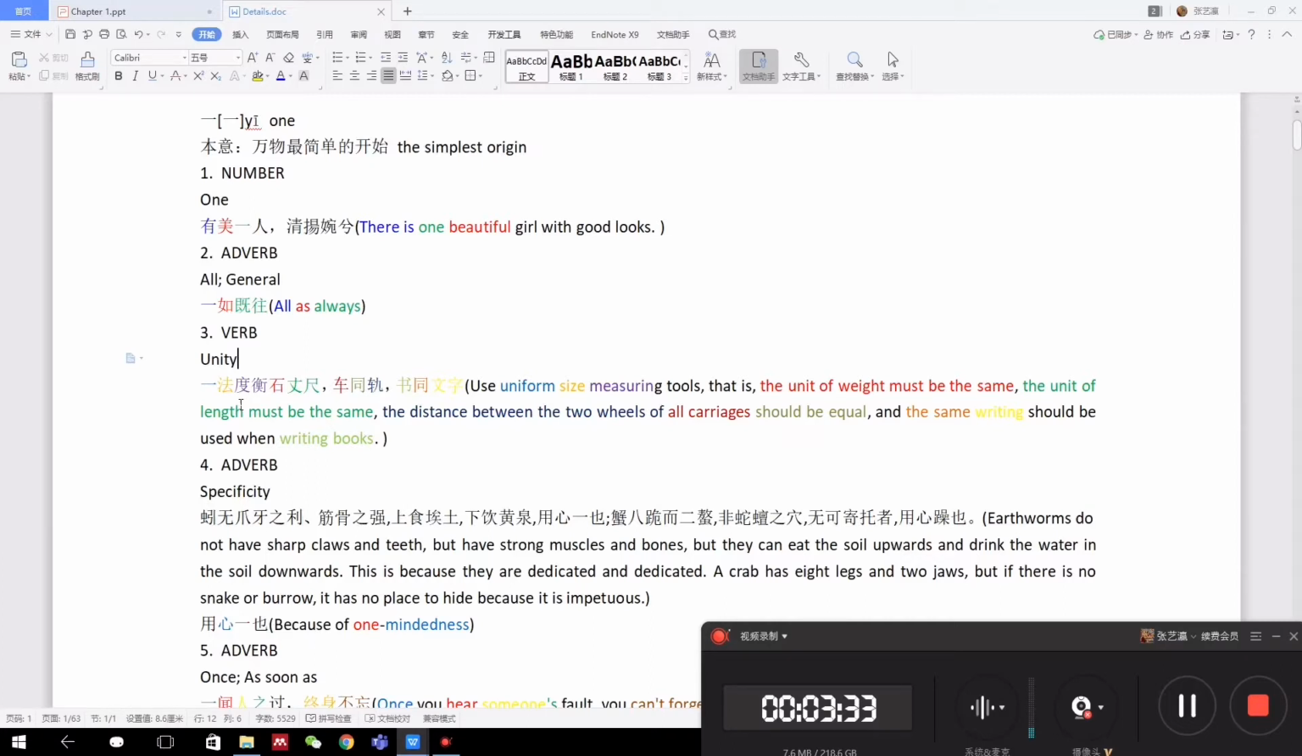车同轨, 车 is carriages, not the modern car. They are the ancient cars, made of wood, that kind of car. 同 is equal. 轨 is the distance between two wheels. And 书 is writing. And 书同文字, 同 is equal, and 文字 is writing.